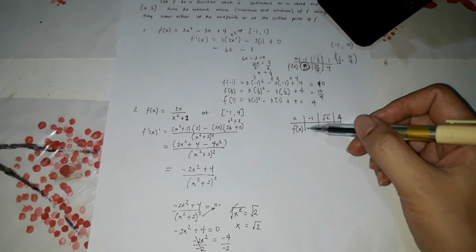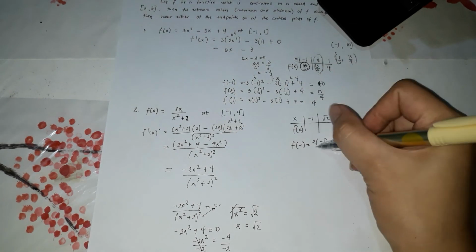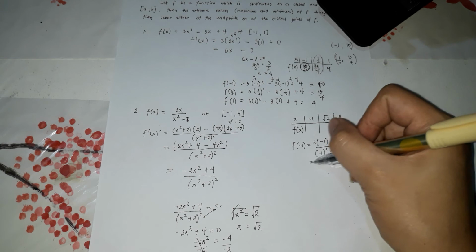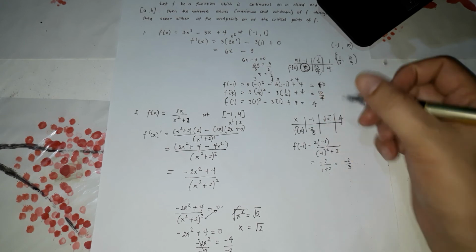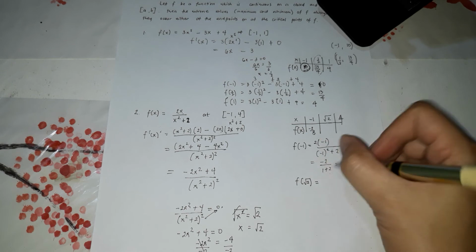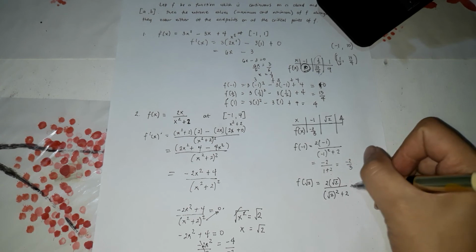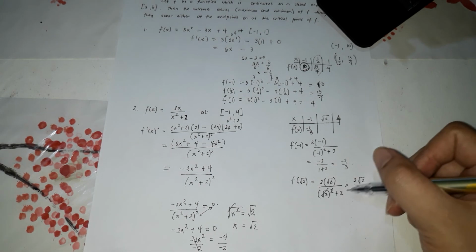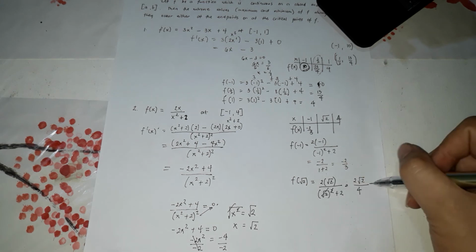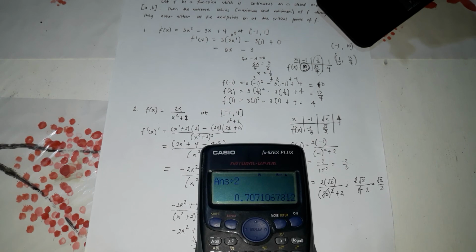So next thing we're going to do is look for f of x. f of negative 1 first is 2 times negative 1. So just substitute x. Negative 1 squared plus 2 is equal to negative 2 over 1 plus 2, which is negative 2 over 3. So negative 2 thirds. So f of square root of 2 is equal to 2 times square root of 2 over square root of 2 squared plus 2, which is 2 times square root of 2 over 2 plus 2. The square root of 2 squared cancels, so 2 is left, 2 plus 2, 4. So 4, you can simplify this. So square root of 2 over 2. Divide by 2, that's 0.71.